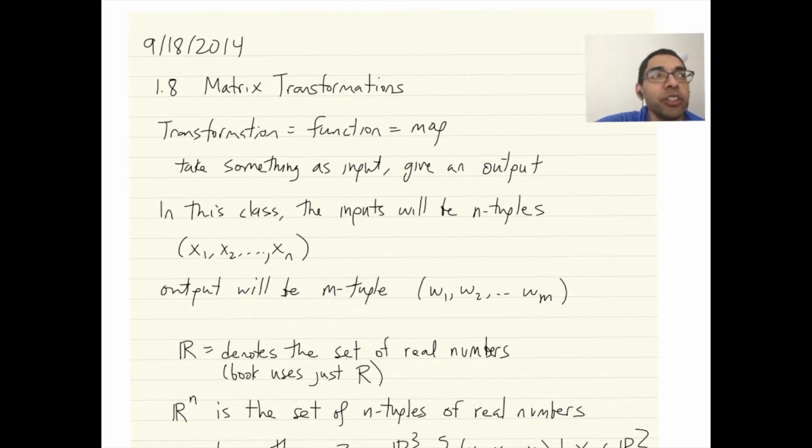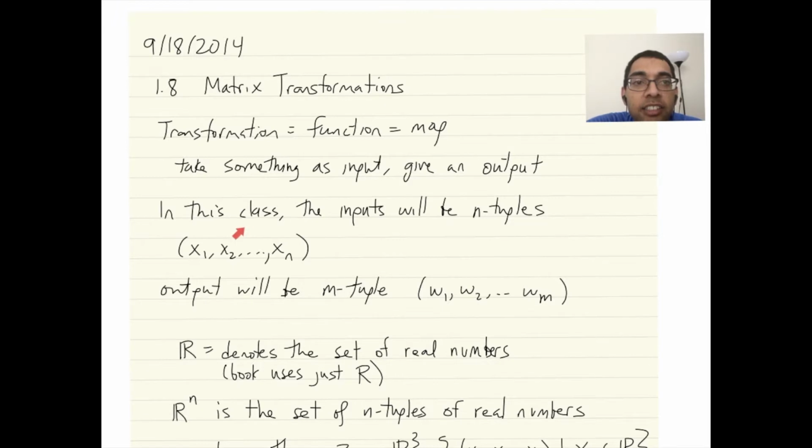Okay, so today we're going to talk about section 1.8 of Anton, and this is about matrix transformations. A transformation is a function or a map, those are some other words for it, and it takes something as input and gives an output. This is similar to what you might have seen in pre-calculus of a function. A function takes a number as input and gives a number as output.